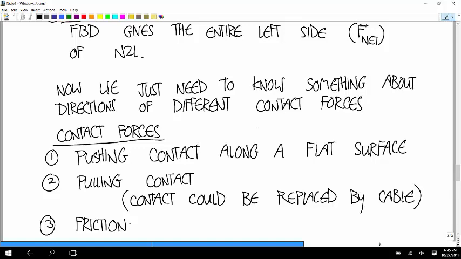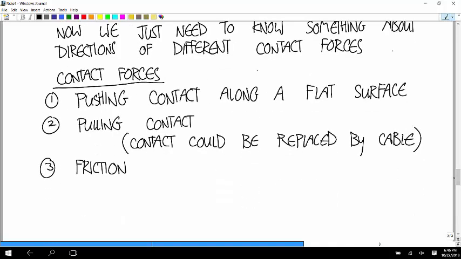Then friction happens parallel to the surface. We'll talk about friction in a couple days. But friction only deals with things that are sliding along a surface.